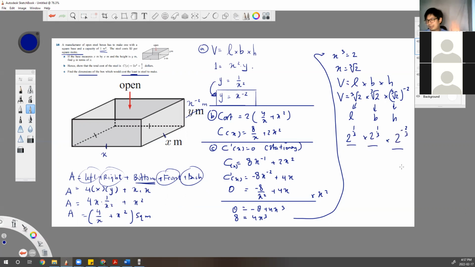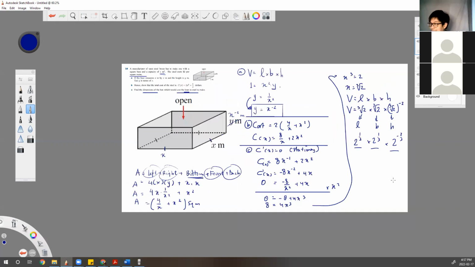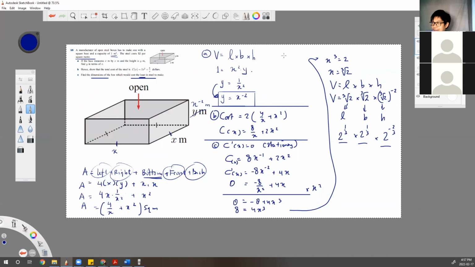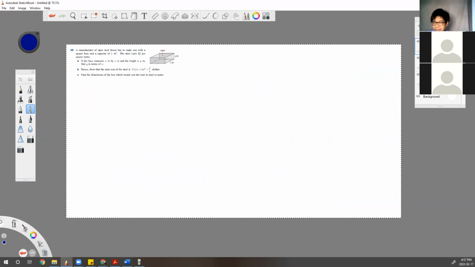The dimension, you don't have to write anything else. If you multiply everything, you will get 1. Let's try. 2 to the power 1 over 3 plus 1 over 3 minus 2 over 3 is 2 to the power 0, and it's 1. So it's still consistent with the rules.